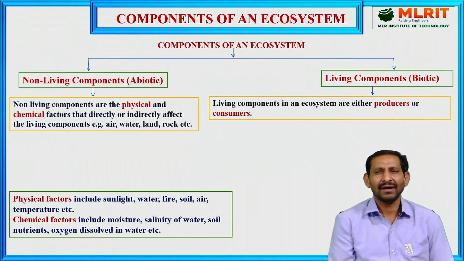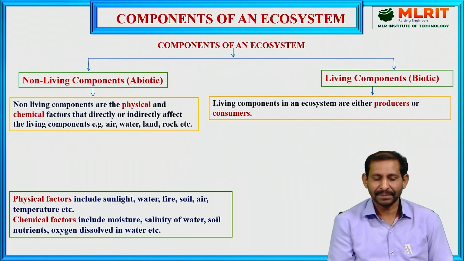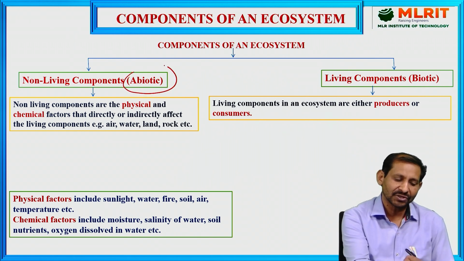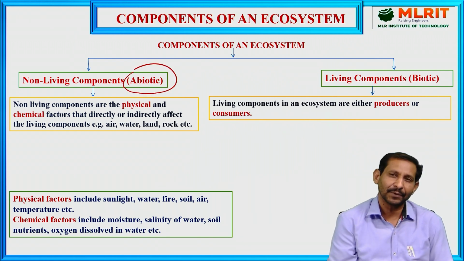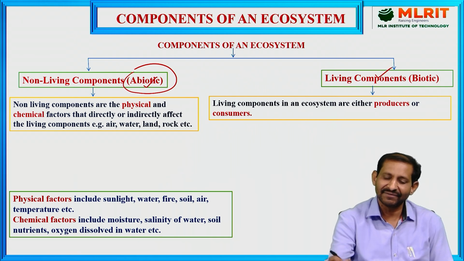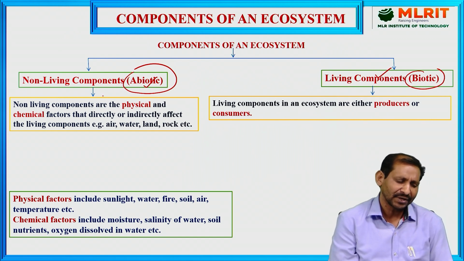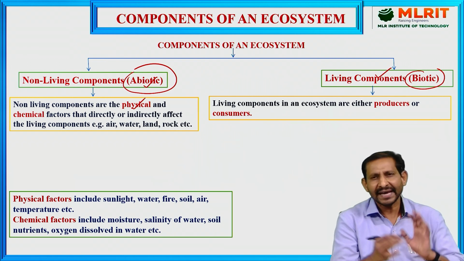Now coming to the components present in an ecosystem. There are two main components. The first one is the non-living components, also called the abiotic components. The second one is the living components, also called the biotic components. The non-living or abiotic components are majorly physical or chemical factors, acting either directly or indirectly.